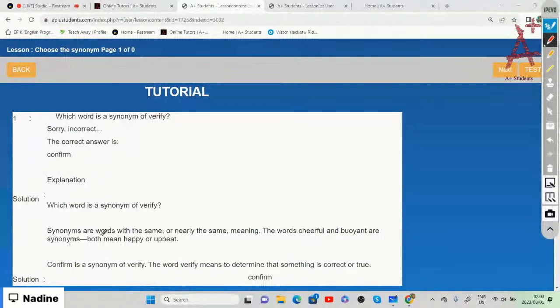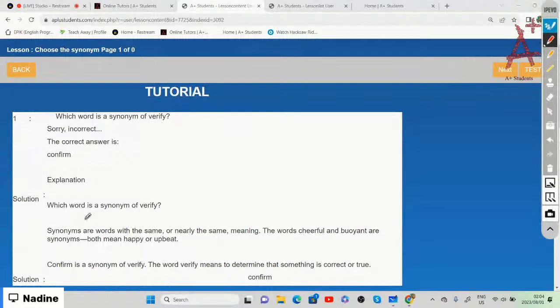So synonyms are words with either the same or nearly the same meaning. For example, the words cheerful and buoyant are synonyms, because both of these words mean happy or upbeat. Here they're giving us an example of cheerful and buoyant.